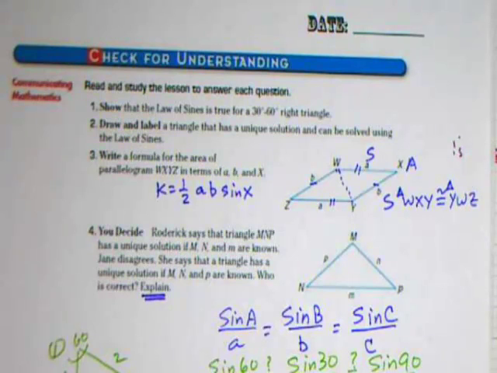For number 2, draw and label a triangle that has a unique solution and can be solved using the law of sines. So when they mean a unique solution, they mean that given a couple of parts, you have enough information there to use the law of sines and find all the parts, all the angles, and all the sides of the triangle.